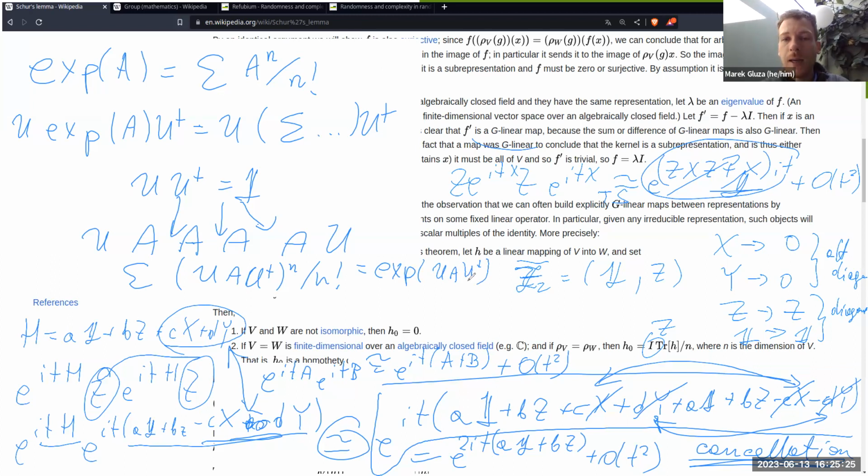And that's why here we are getting this Z acting on the generator. This is in general non-linear, it's only because you have the unitarity property. Only unitary matrices do that to exponentials. Okay? Good.